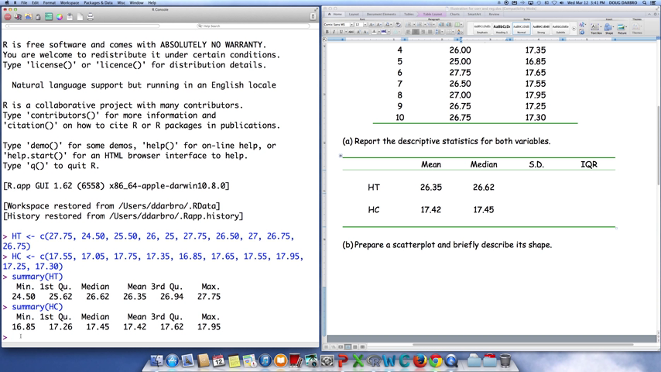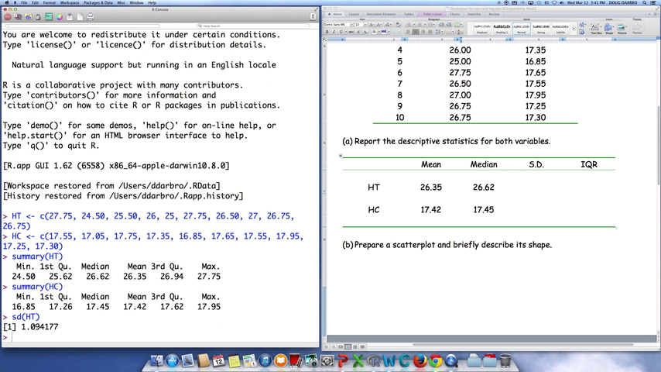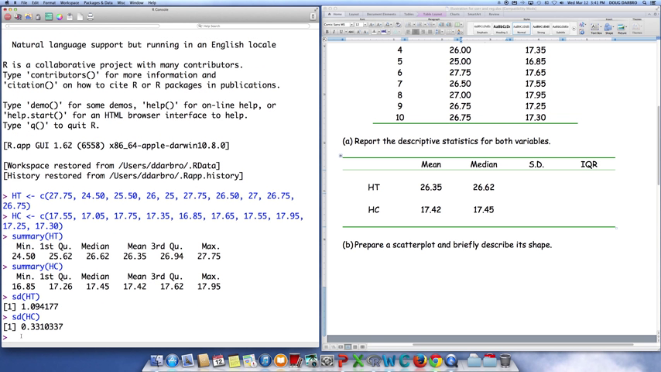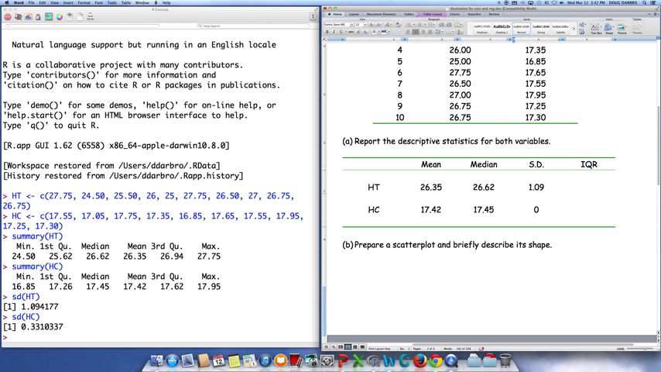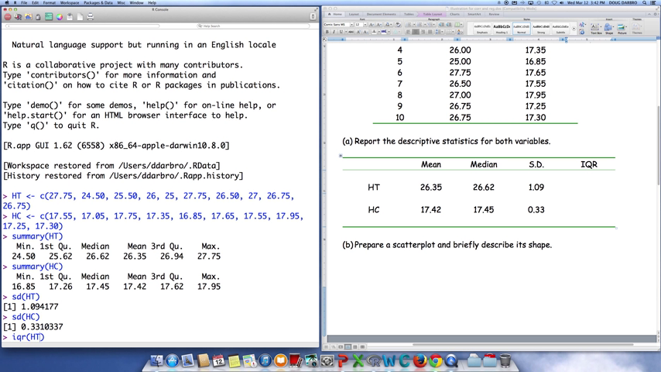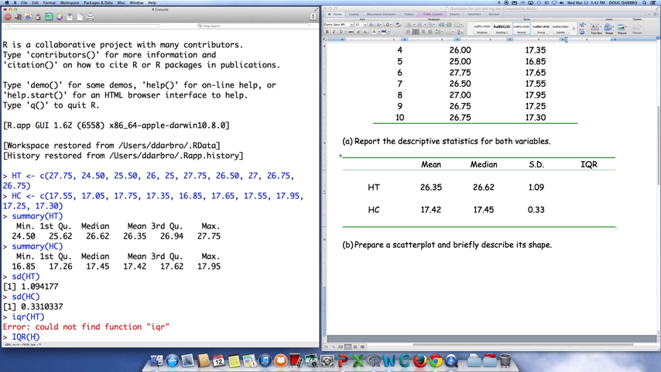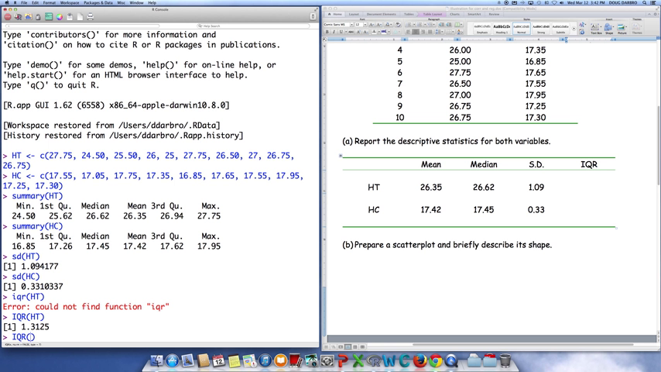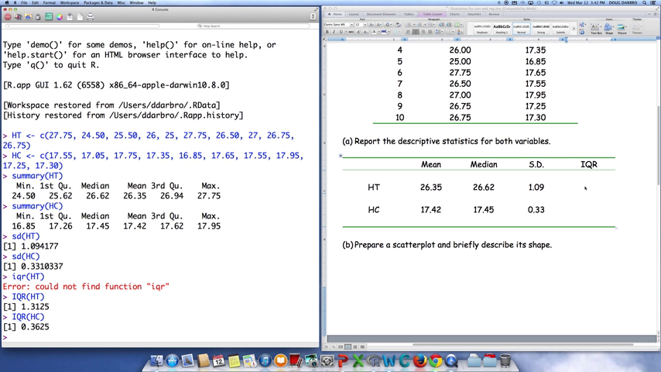So guys, let's get the standard deviations: standard deviation for HT and standard deviation for HC. The standard deviation for HT is 1.09. Descriptive statistics measures are usually reported to 2 places. While we're at it, let's go ahead and get IQR. It's not going to work, right? IQR for HT and IQR for head circumference. So the IQR is 1.31 and the IQR is 0.36.